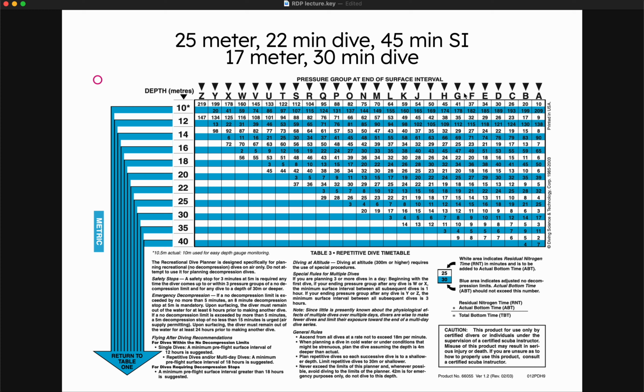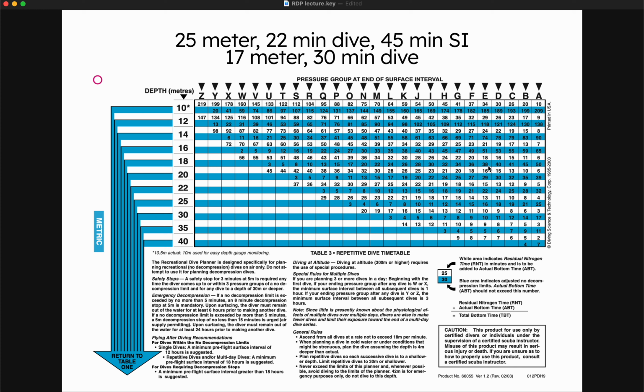And then we're going to go to the second half of the table and find 17 meters. So 17 isn't on here, so we're going to round up to be conservative and consider it 18 meters. So 18 meters, and pressure group E, after that surface interval, intersects right here. So you'll see, last time we used this blue number to figure out our adjusted no decompression limit. So we know that on this dive, we could have spent 38 minutes at depth, but we didn't spend that much time. We only spent 30 minutes.